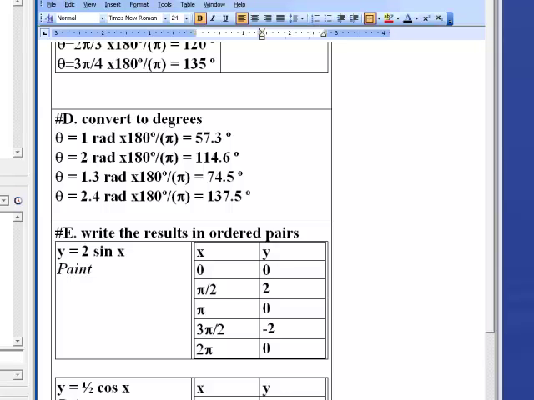So cosine of pi over 2, same as cosine of 90 degrees, which is 0. Then cosine of pi, same as cosine of 180, which is negative 1, so minus 0.5. Cosine of 270 degrees, or 3 pi over 2, is 0. And cosine of 2 pi is 1 times the 0.5 is 0.5. Okay, now we're going to go over to paint and graph these. And with that, we will conclude this problem section.